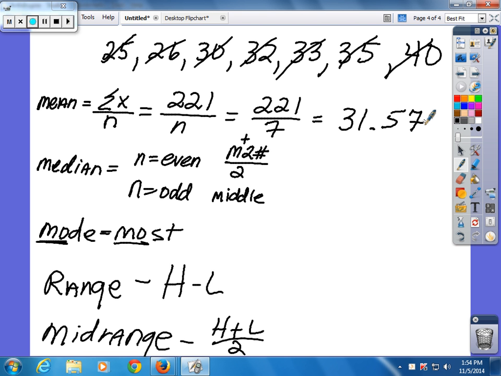Now, is n odd or even? It's odd, so I just find the middle. So what's the middle? If I take my handy-dandy highlighter, what's the middle? 32. Well, 3, 2, 1. There's your middle. So 32 is your median.